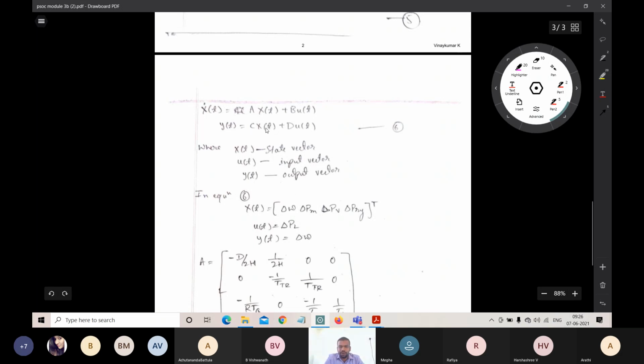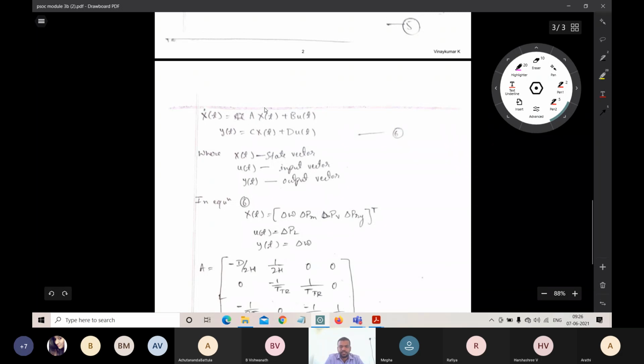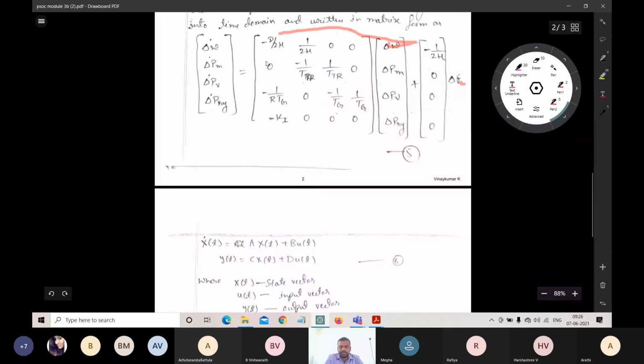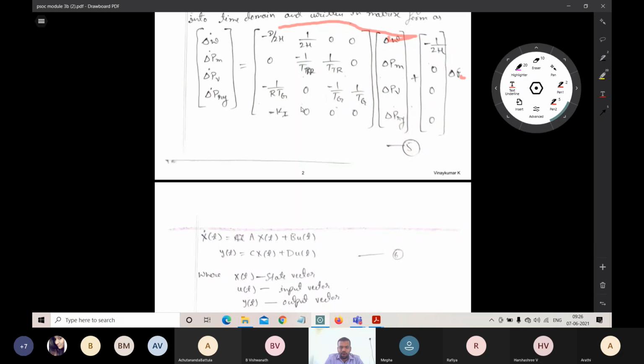And y of t is equal to Cx of t plus Du of t. So what is x of t? This x of t is nothing but the state vector. U of t is our input values, these are our different input values. Y of t is our output vector. This is the output vector, this is the input vector, and this is the state vector.